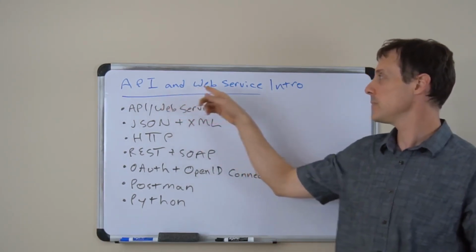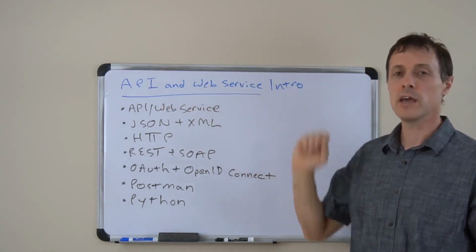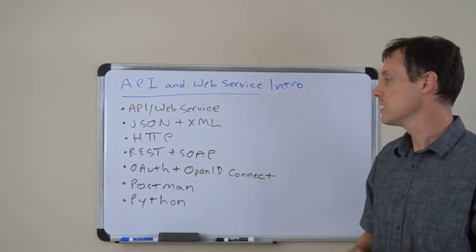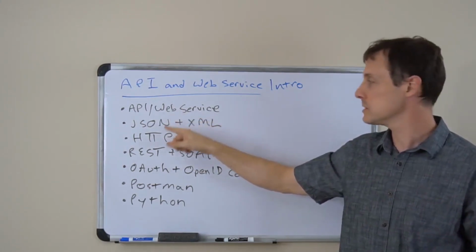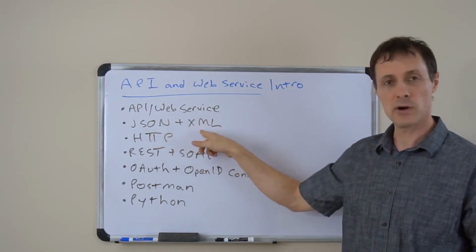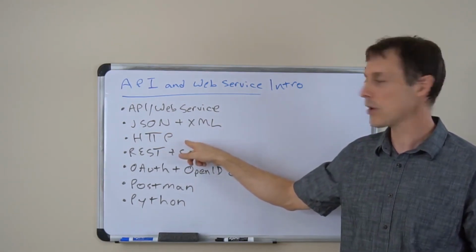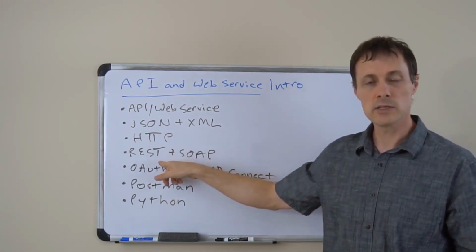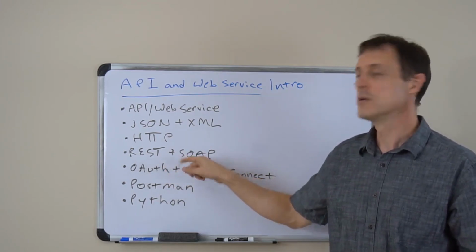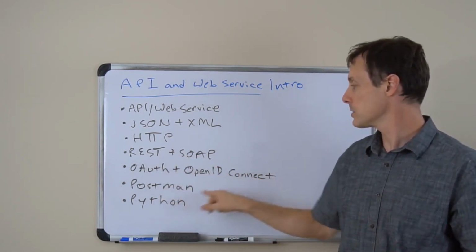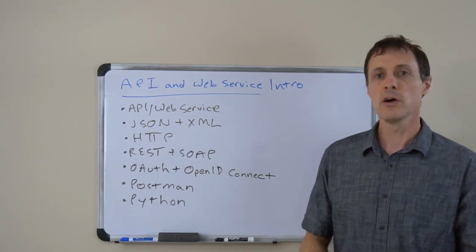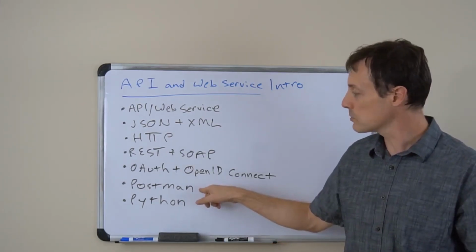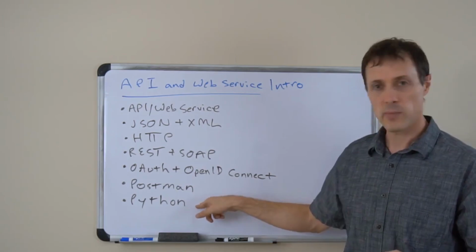This course is labeled API and Web Service Introduction and gives you the basics of APIs, including what an API is, what a web service is, sending data using JSON format and XML format, the HTTP protocol, sending APIs using the REST method and the SOAP method, tokens including OAuth and OpenID Connect for API security, as well as examples of using APIs using the Postman tool as well as Python.